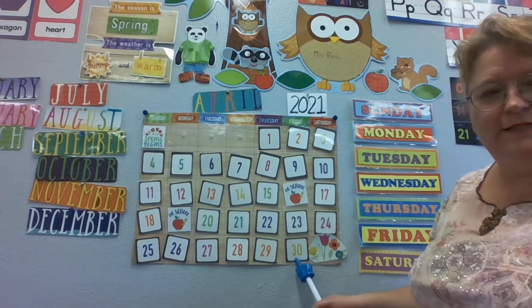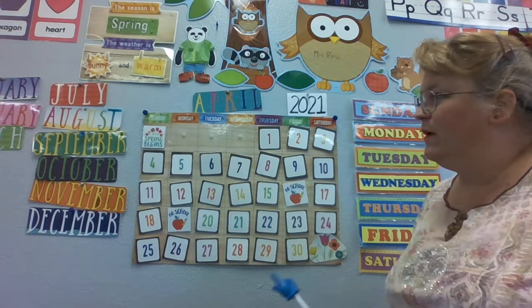It's the 30th of April. It's like it's the last day of April. That means tomorrow is the first day of May. Tomorrow is the first day of May, the fifth month of the year 2021. Time is flying by. It's the last day of April already. Wow.